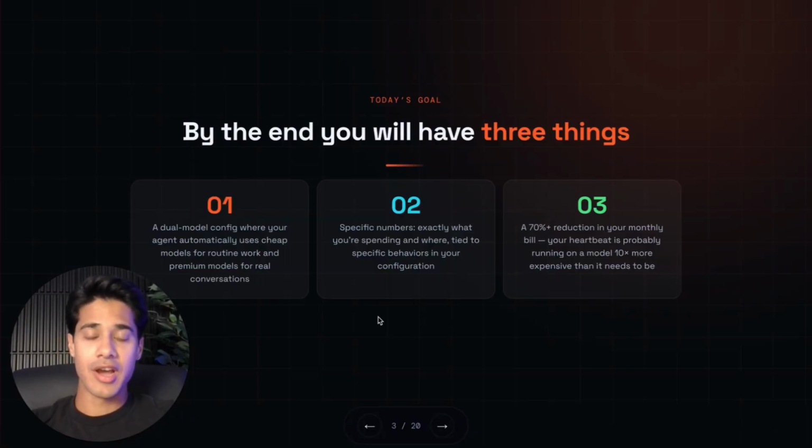Third, the ability to cut your monthly bill by 70% or more. That number sounds aggressive, but it's real. Most of the savings comes from one insight. Your heartbeat is probably running on a model that's 10 times more expensive than it needs to be.